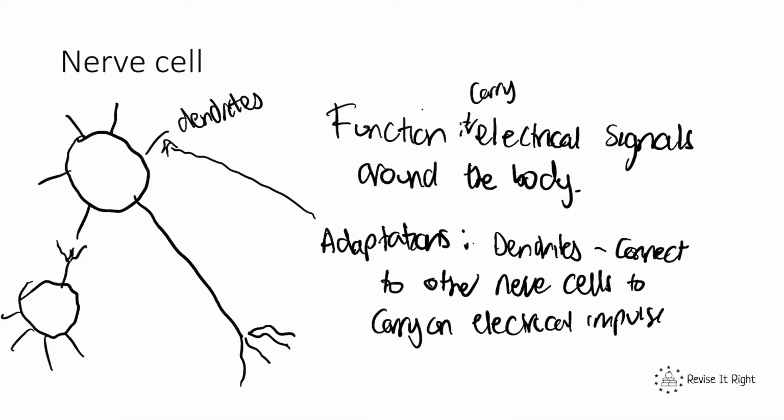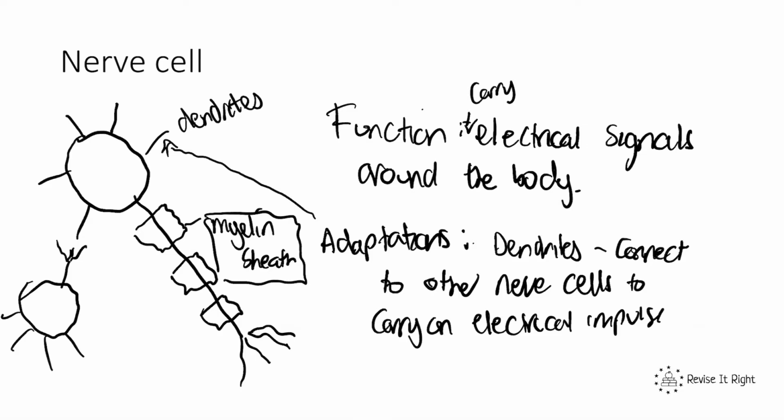The nerve cell also contains something called myelin sheath. Okay, and I'll write that here, myelin sheath. Now, why myelin sheath is important is because it speeds up the impulse, the electrical signal. It speeds it up, it makes it go quicker. That's obviously very, very useful, so we can respond to our environment much, much quicker. Okay, so dendrites, myelin sheath.